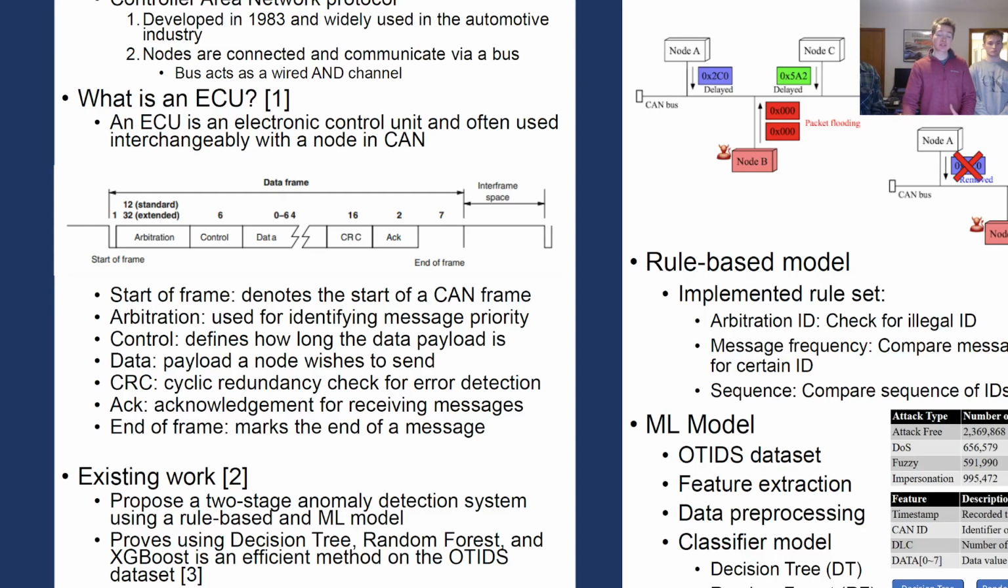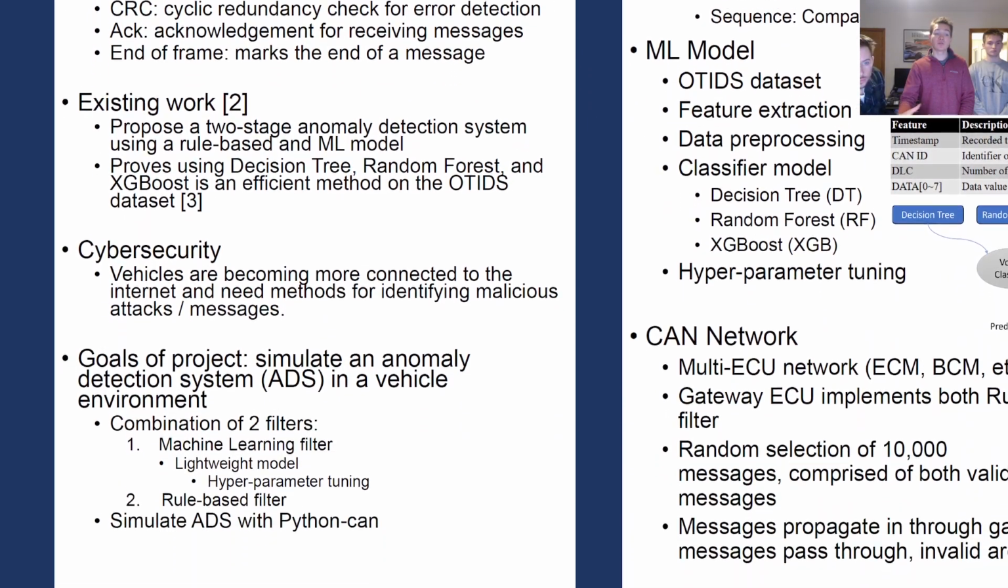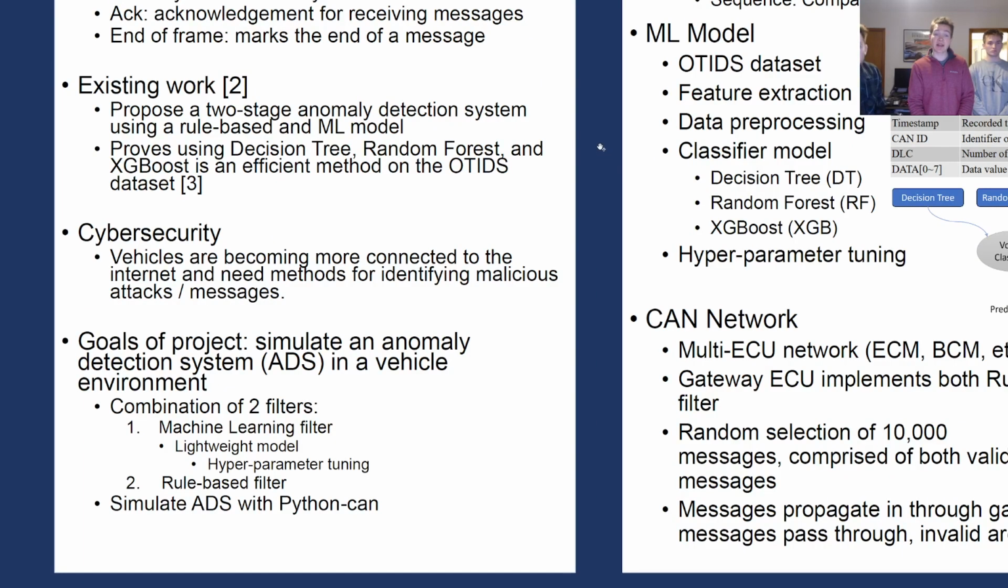Additionally, the scope of this work came about looking at existing work. There was a team that proposed a two-stage anomaly detection system using a rule-based and also machine learning module. And so in their testing and report, they were able to prove that a decision tree, random forest, and XGBoost are efficient methods for determining on the Otis dataset whether or not a message is potentially a malicious attack or if it is a non-attack message.